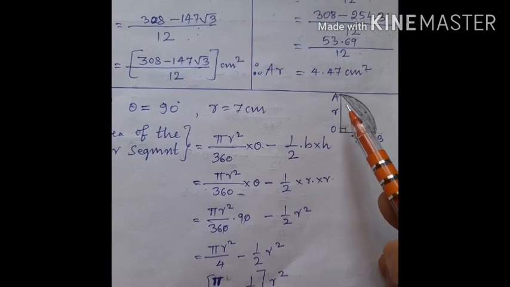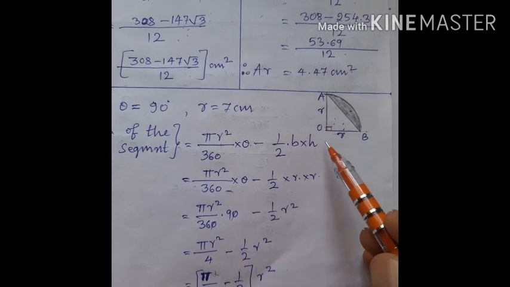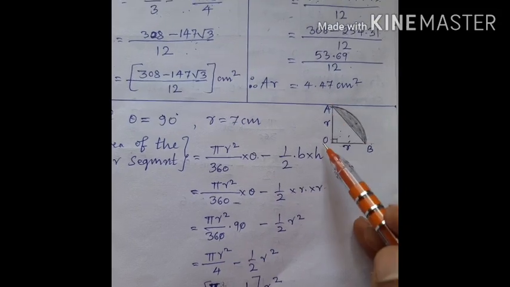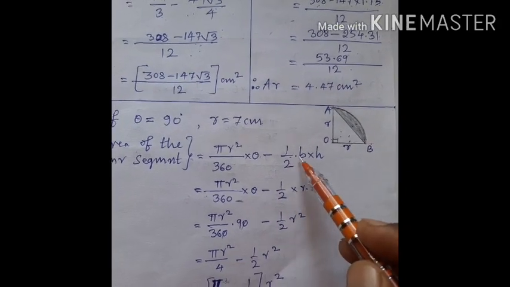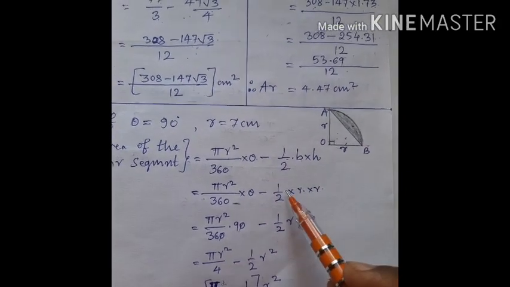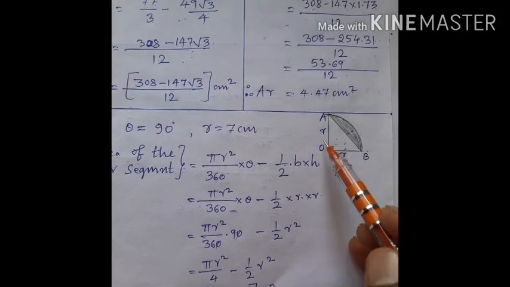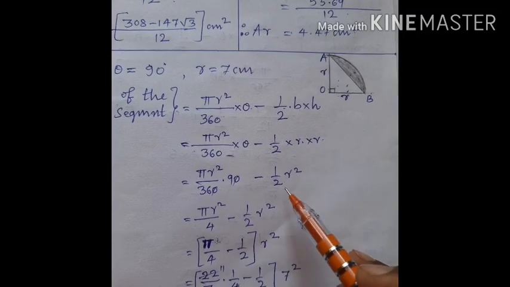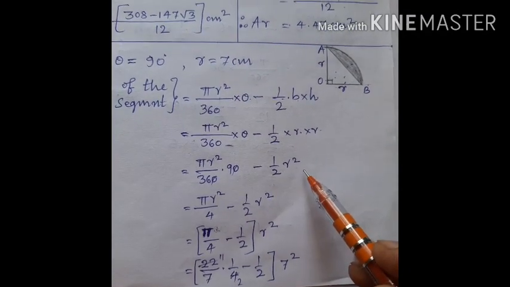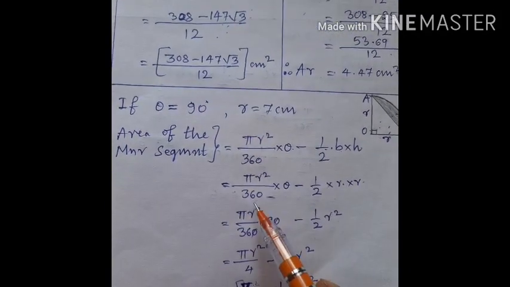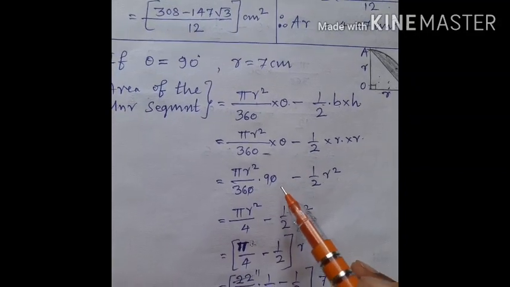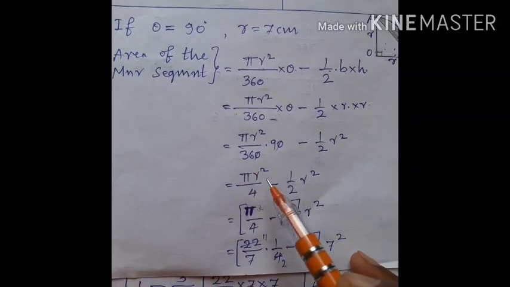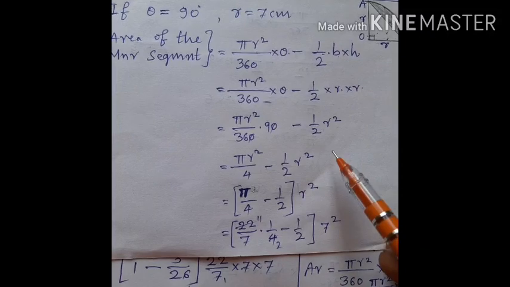Here, this is right angle triangle. Therefore, I take this as base and this as height. Therefore, half into base into height. Here, half into base is also radius and height is also radius. Thus, half into r becomes half r square, means radius square. Okay. Here, pi r square by 360 and theta is 90 degree. Therefore, 9 1s are 9, 9 4s are 36, pi r square by 4 minus 1 by 2 r square.